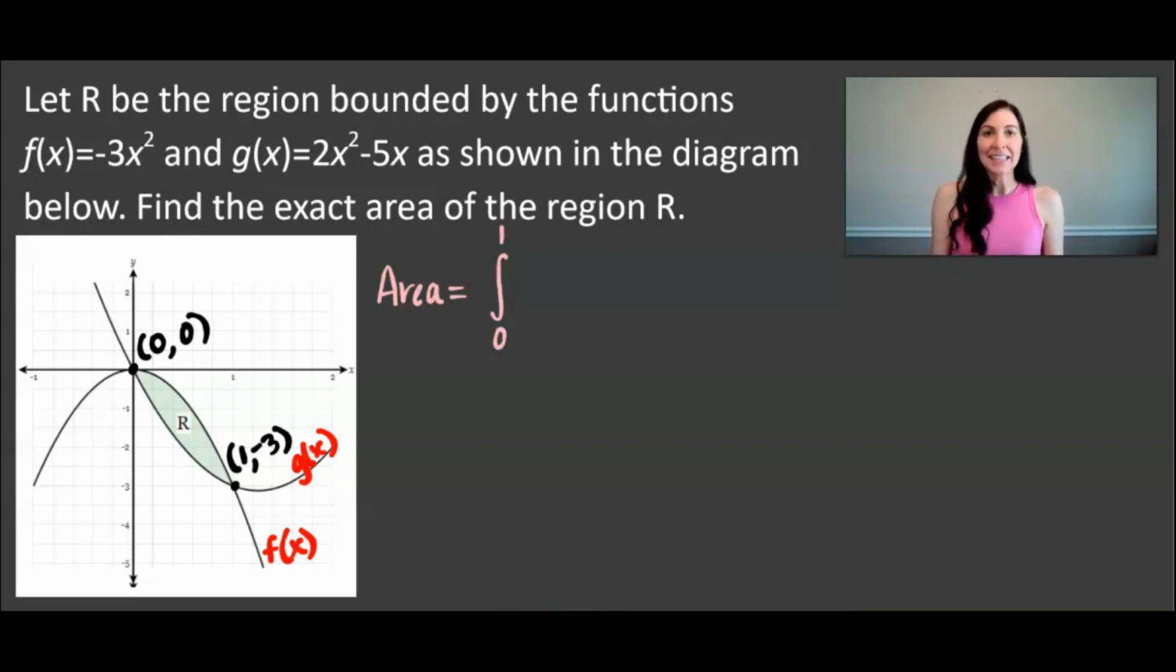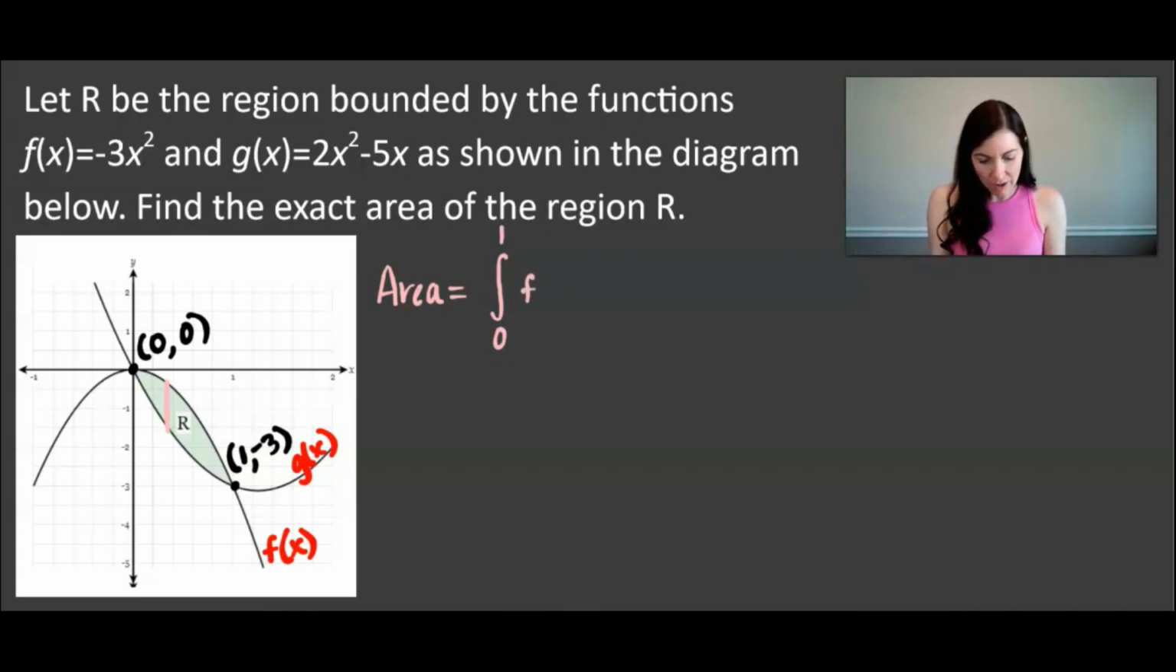And to find this area, what I would need to do is to find the area of one of these teeny tiny rectangles. I would need to know the height of that rectangle, and the height would be this distance right here. To find that height, you would need to take the top function, which we labeled as f of x, minus the bottom function, which we labeled as g of x.